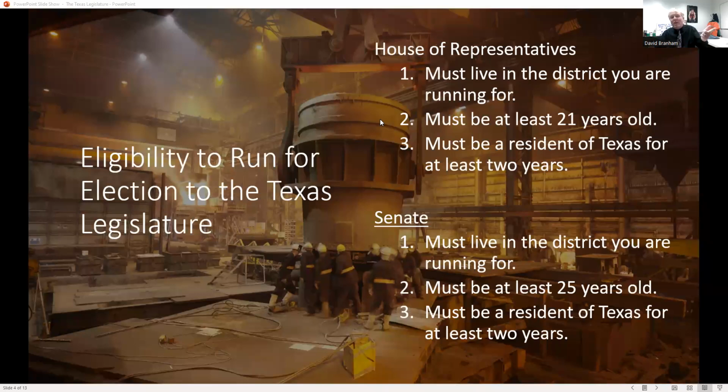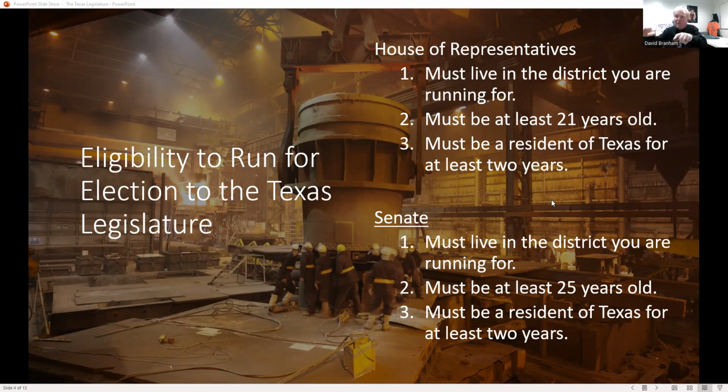To be eligible to run for re-election or for election to the Texas Legislature, House members have to live in the district they're running for. So if you're drawn out of a district you want to be in, sorry, you still have to run for the district you live in. You've got to be at least 21 years old, and you have to be a resident of Texas for at least 2 years. In the Senate, you also have to live in the district you're running for. You must be at least 25 years old, and you must be a resident of Texas for at least 2 years.